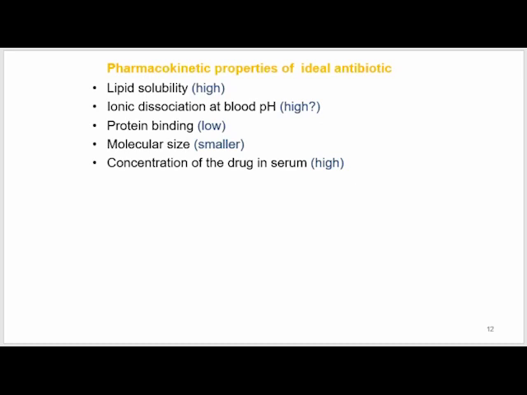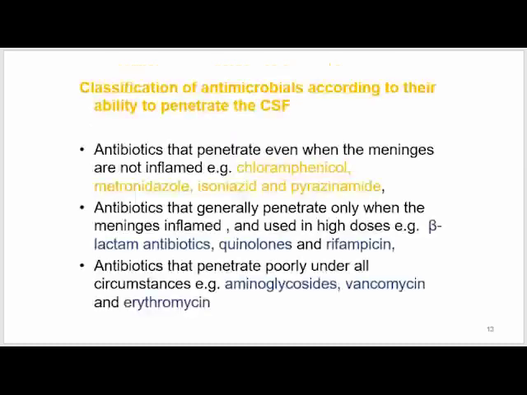Also, the molecular weight of the drug should be small for easy penetration. And the concentration of the drug in the serum should be pretty high as well. Okay. So careful selection of antibacterial for management of meningitis is very, very important. Okay. To avoid drug resistance.